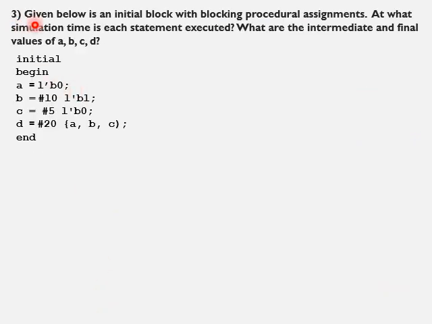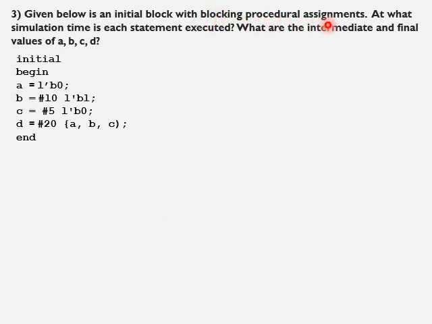Next question. Given below is an initial block with blocking procedural assignments. At what simulation time is each statement executed? What are the intermediate and final values of A, B, C and D? So here this is the initial block. So I hope you know what are blocking procedural assignments.